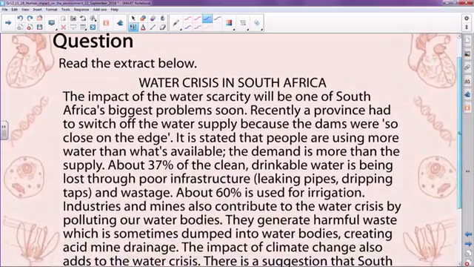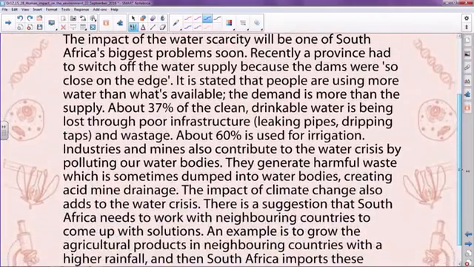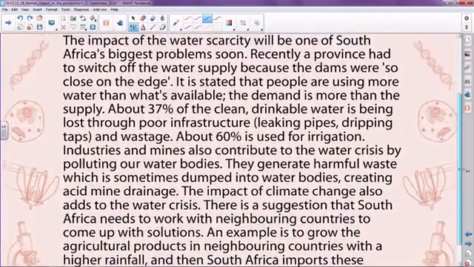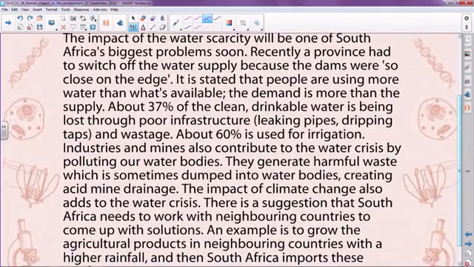So the water crisis in South Africa, right? So there it is. What I'm going to do is I'm going to give you exactly a minute to quickly read that. 1 minute to read it. There's one word missing at the end, and I will bring that up right at the end. 1 minute to read it, and concentrate while you read it. Are you ready? Off you go.